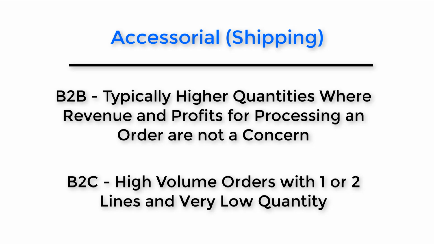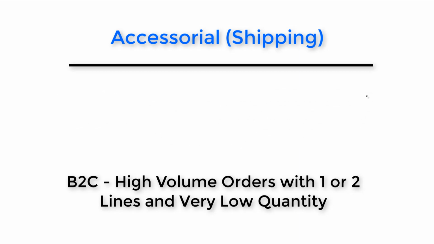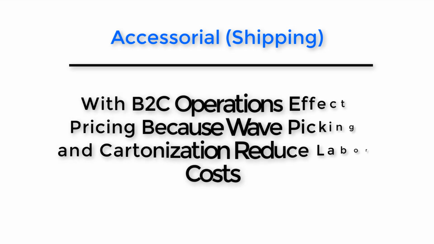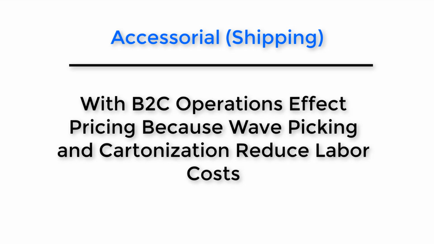Typically, quantities are higher on B2B, and the revenue and profit for processing an order is not a concern. Billing for B2C is the concern, often because B2C has high volume orders with 1 or 2 lines and very low quantity. For example, the most common B2C is 1 line with quantity 1. The problem is that if you charge 25 cents per piece for picking, you may not make any money off the order. Operations affect pricing because wave picking and cartonization reduce labor costs.